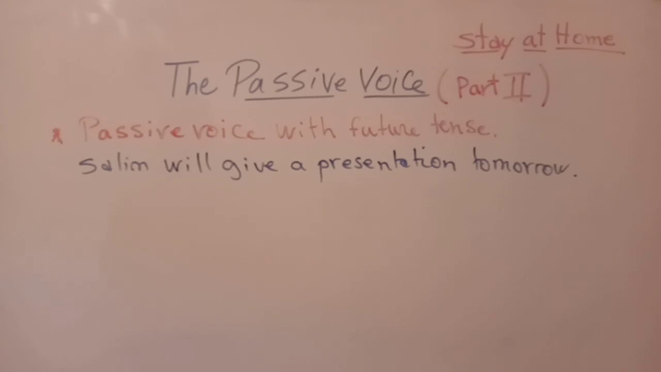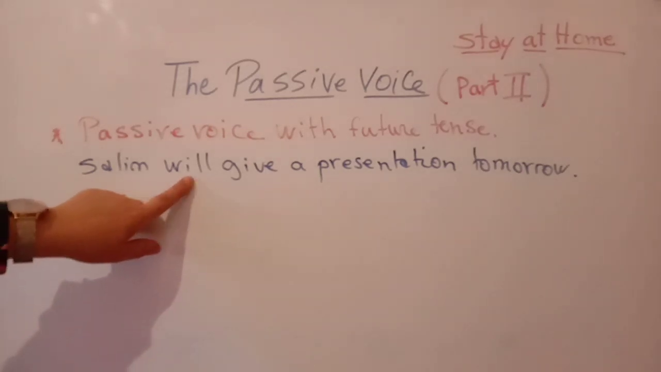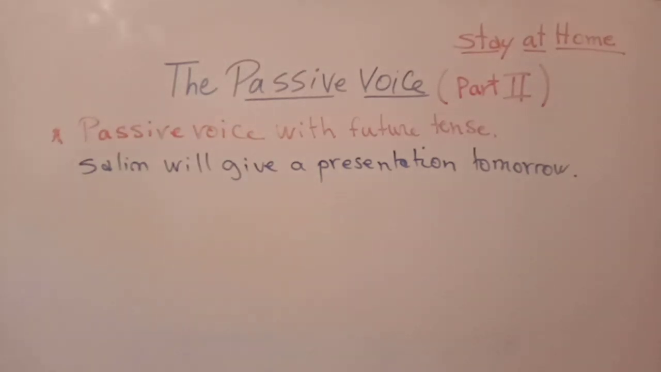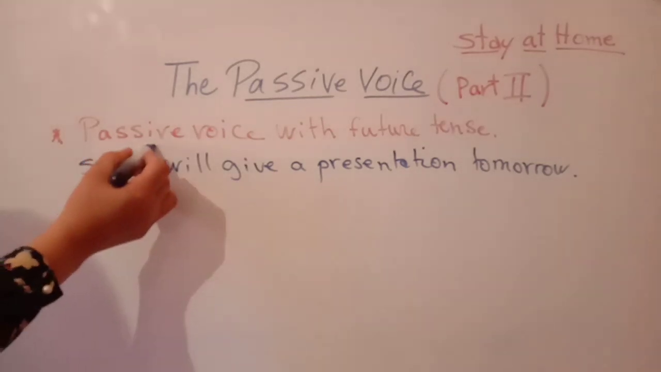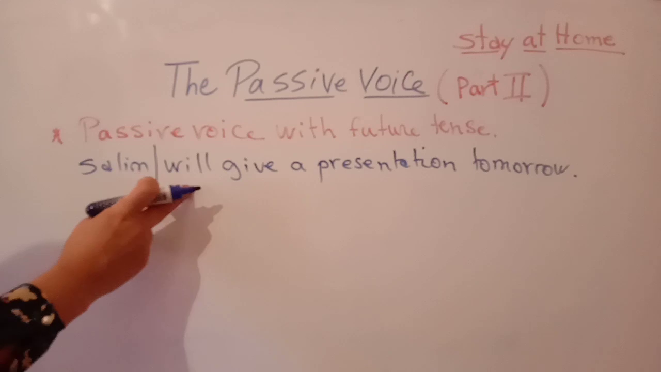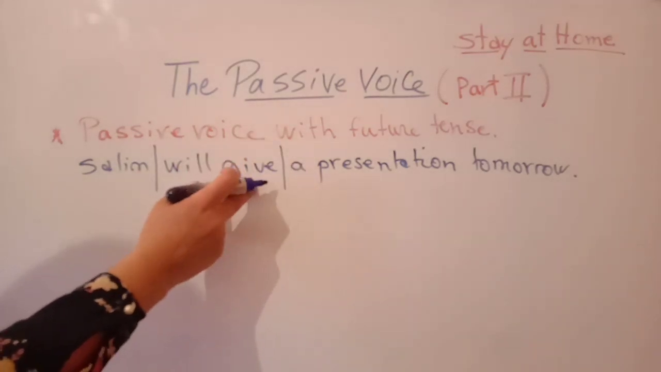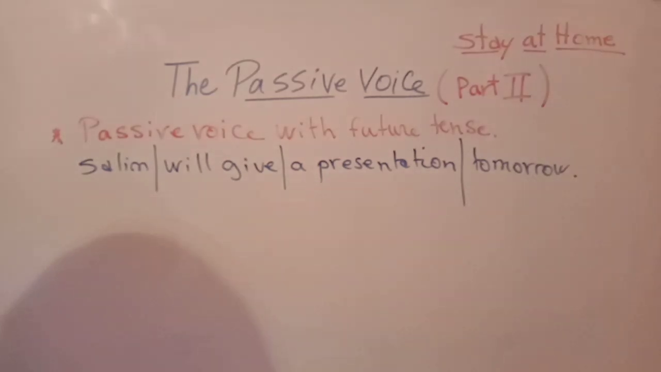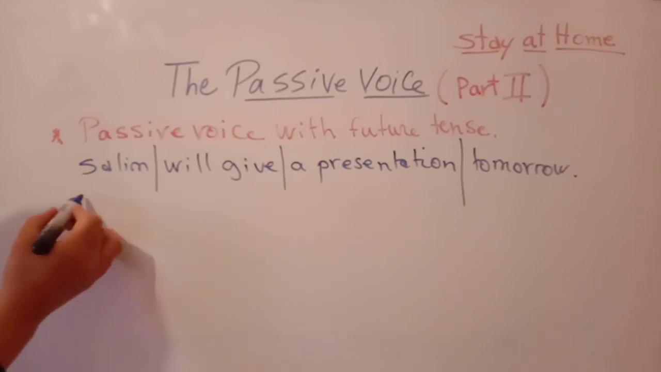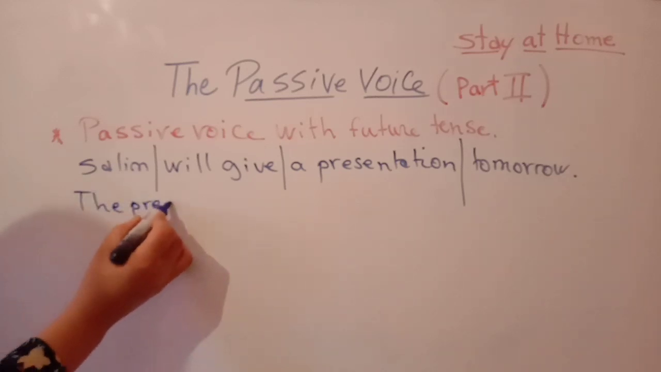Now let's shift to the passive voice with future tense. Example, Salim will give a presentation tomorrow. So here the future is expressed with the modal verb will. Okay, will give a presentation. So to move to the passive form, as usual, we identify the parts of a sentence. Subject, okay, so Salim is the subject, will give is the verb, and then what? A presentation. A presentation becomes subject, so we say a presentation or the presentation.